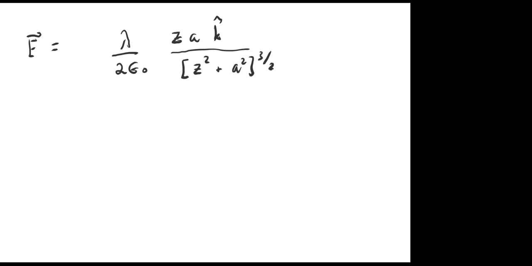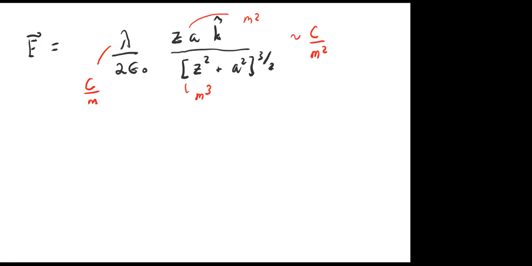Again, this problem makes sense. The linear charge density goes like coulombs per meter. z and a both go like a meter, so together a meter squared. And in the denominator, I have a z squared, I take its square root. I have a quantity squared, length, I take its square root. I just get the length and then I cube it. So at the end of the day, I'm going to get something that goes like a charge over a length squared, which is the expected format for Coulomb's law.